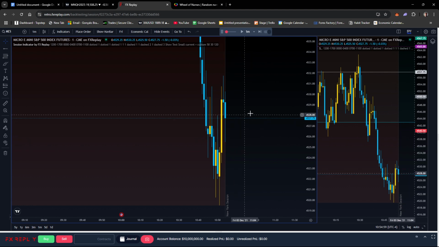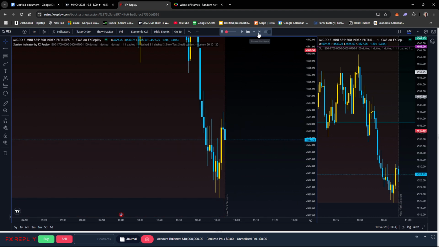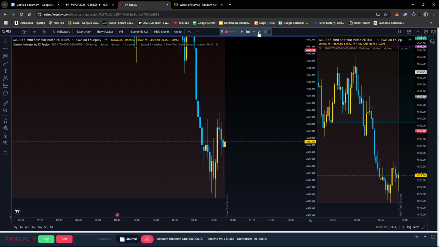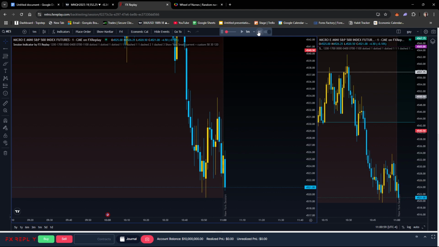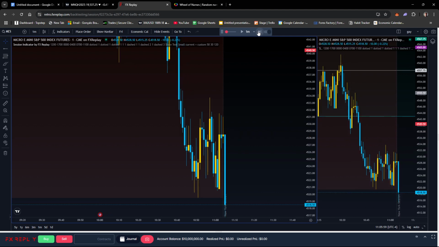So we do have a breaker overlapping with a bullish fair value gap. I just don't like that we rejected the high and the lows. Luckily pass.